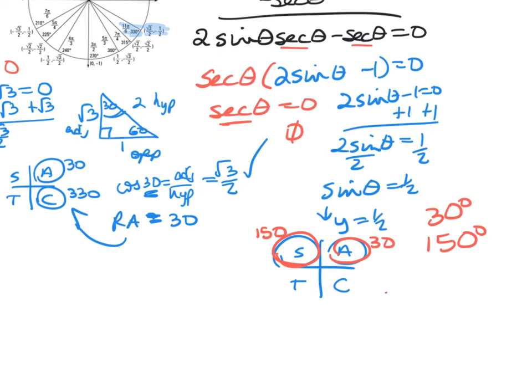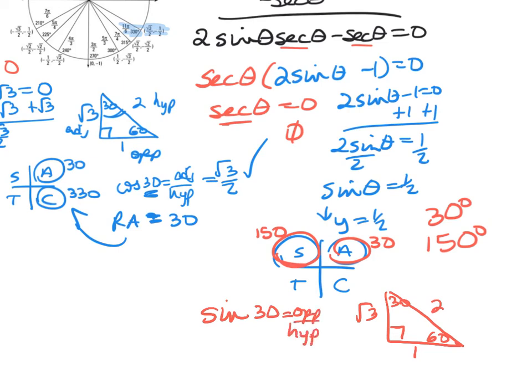Again, you could have also drawn the triangle. 30, 60, 90, 1, 2, root 3. Sine of 30, opposite over hypotenuse. So this is opposite, this is hypotenuse, that would be adjacent, in relation to the 30. 1 over 2. And again, you would have done it up here. Remember, this was the reference angle. This was 180 minus the reference angle, and that's how you get the 150.